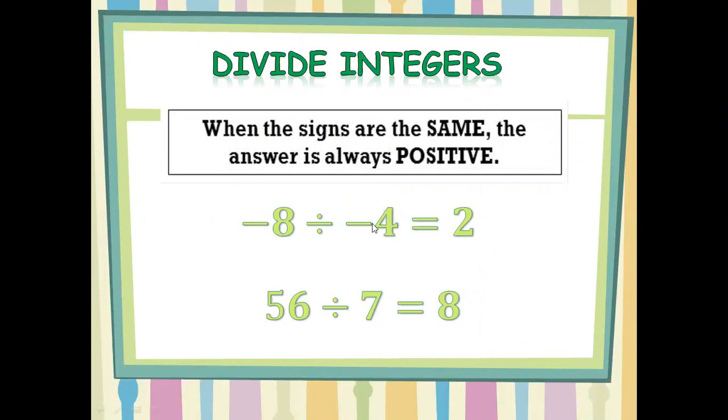So when you divide -8 by -4, no, you don't get a -2, you get a +2, just like how we multiplied. When you multiply two negative numbers, your answer is going to be positive. So the same rule is applicable here. When you divide two negative numbers, you get a positive. Similarly, when you divide two positive numbers, you get a positive answer as well.